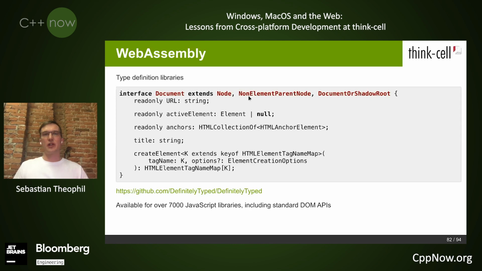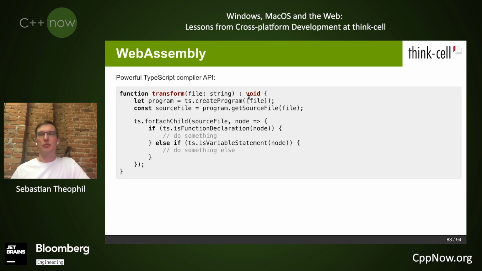And there are type definition libraries in this GitHub DefinitelyTyped repository that's now included in TypeScript. And there are such descriptions for over 7,000 JavaScript libraries. It's an extremely powerful tool. And we knew, well, we don't even have to write a parser for that thing because TypeScript already comes with a very powerful TypeScript parser.